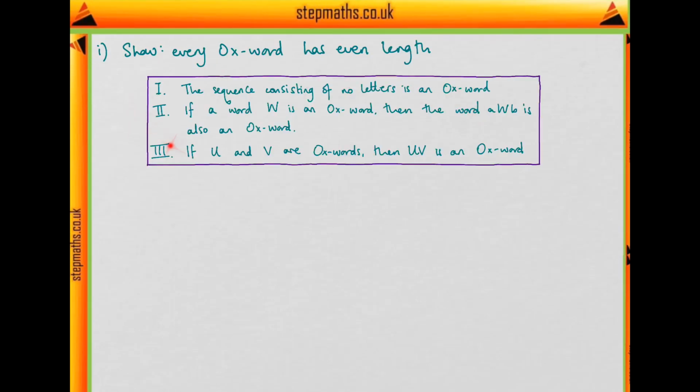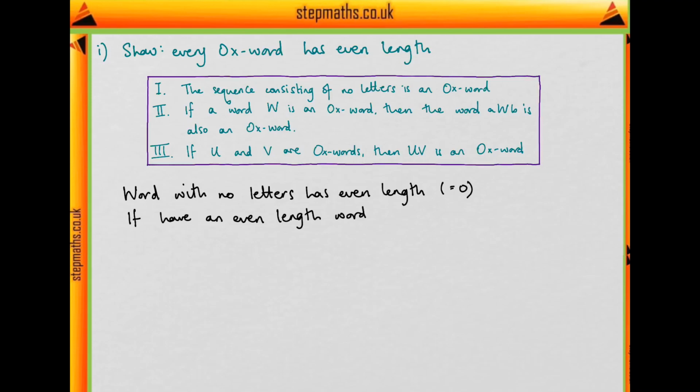Here are the rules that we can use to make these Oxwords. If we look at rule 1, the sequence consisting of no letters is going to have length 0, so that word does have even length. When we make other words, we start off with this word with no letters, and then add letters using rule 2 and make the words longer using rule 3. So if we're starting off with the word with no letters, then we have a word with even length.